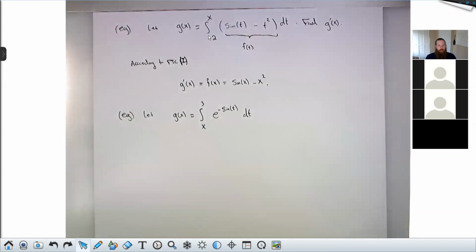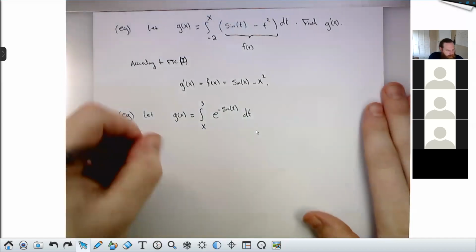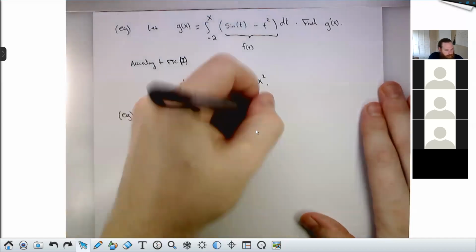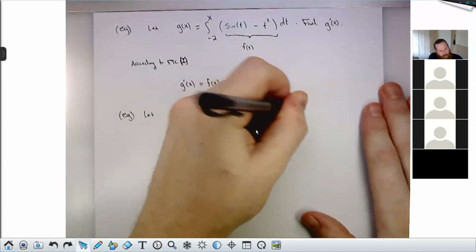FTC1 says if you have the integral from some constant up to your variable and you want to differentiate that thing, you can just plug that variable in here. Well, now the x is on the bottom and the 3 is on the top. So is there anything I can do to make this look more like the thing from FTC1? You can flip the integral and make it negative. Good, very good.